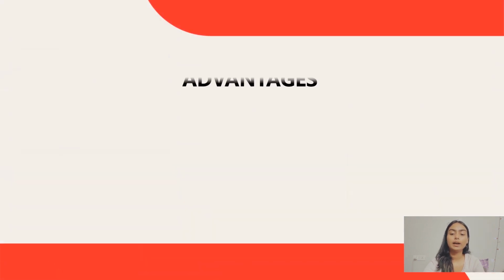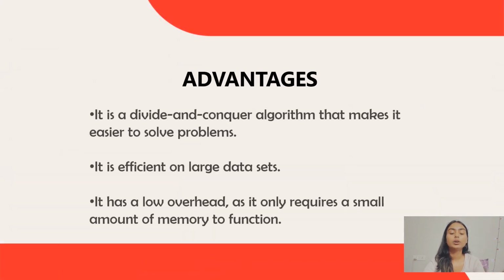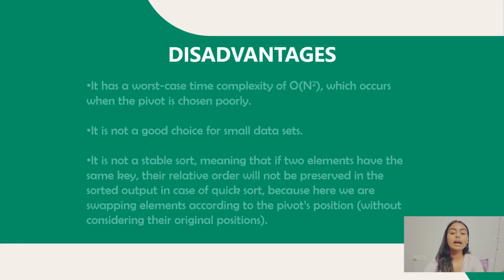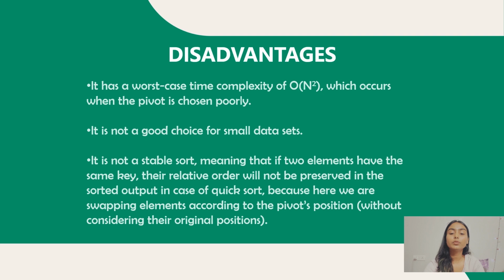So now the advantages. Quicksort is a divide and conquer algorithm and makes it easier to solve problems. It is efficient on large data sets. It has a low overhead as it only requires a small amount of memory to function. Disadvantages. It has a worst case complexity of O(n^2), which occurs when the pivot is chosen poorly. It is not a good choice for small databases.